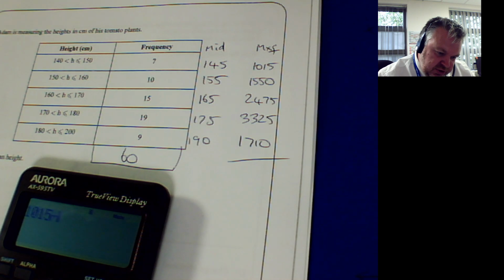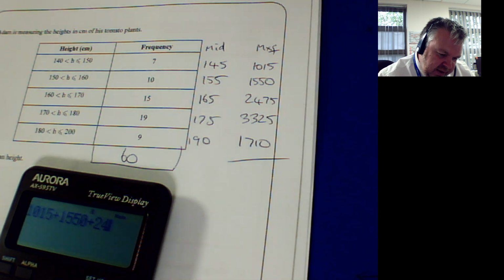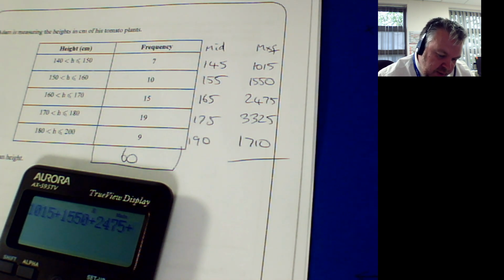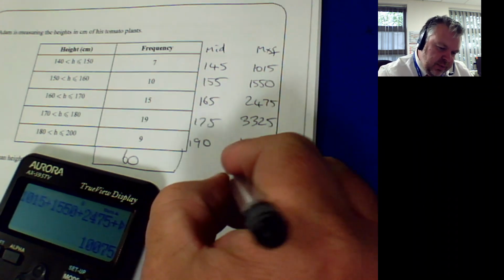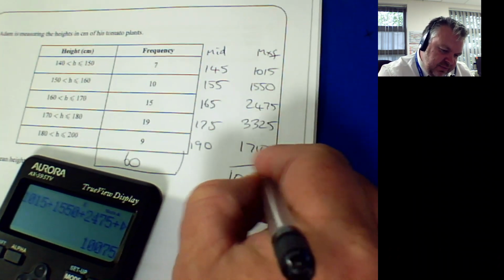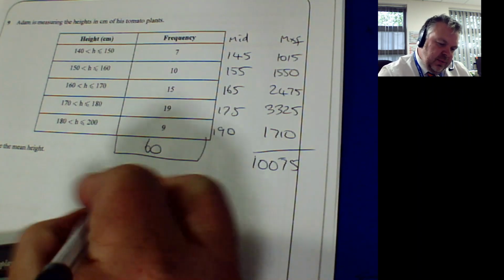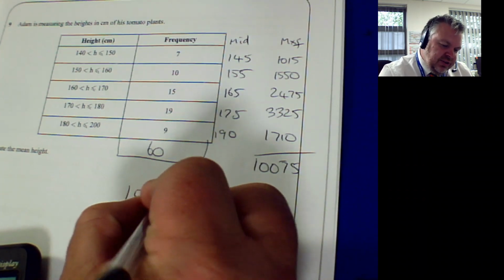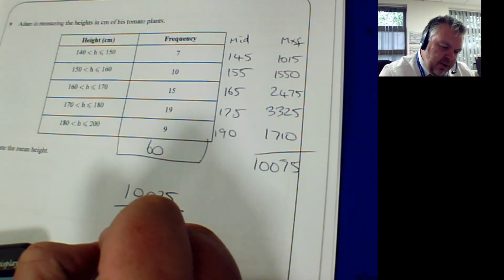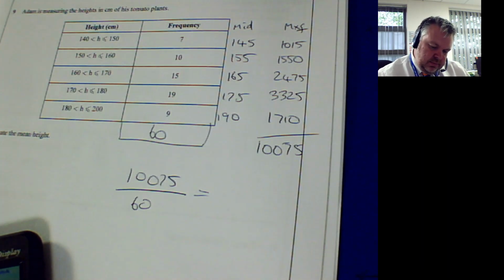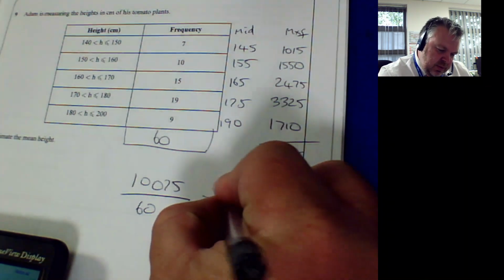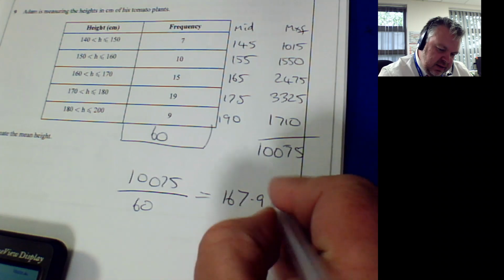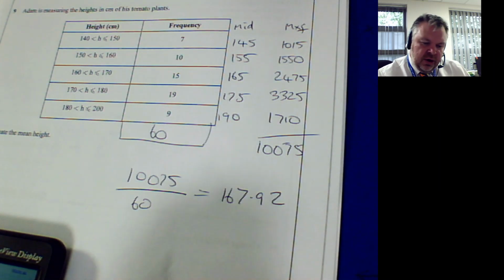Let's add up all this stuff then. Interestingly, he's called Adam, as that is in fact what we're doing now. We are adding them. Wow. Okay, and we've got 10,075, and finally we're doing the ones that I've added up divided by how many there are. And when I get an answer, 167.92 we're going to go for.